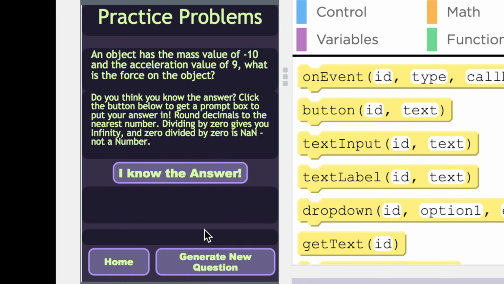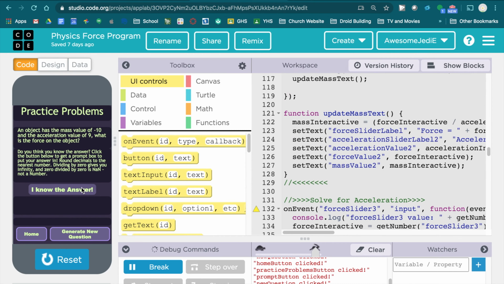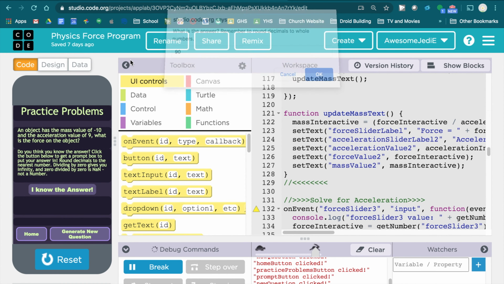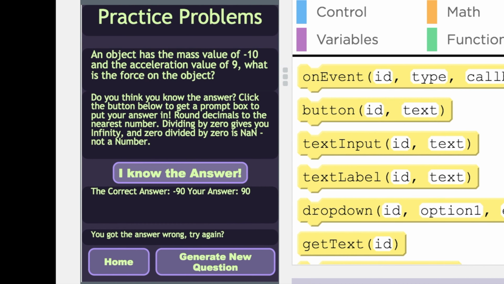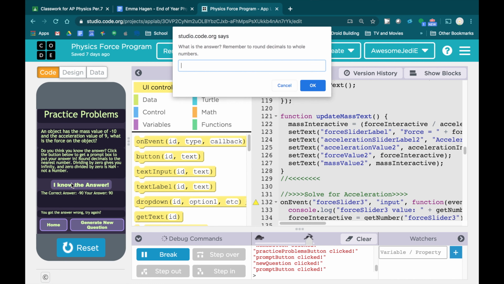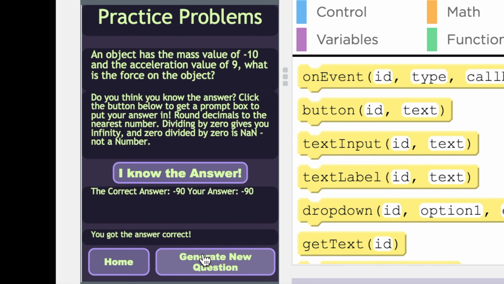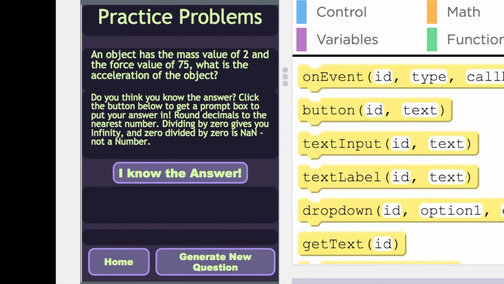Generate new question. So then if I am like, what is the force on the object, and I just mess up, it will tell me I got the answer wrong, and I can try again, and it's fairly straightforward. Oh, I can change my mistake, or just go ahead and generate a new question.